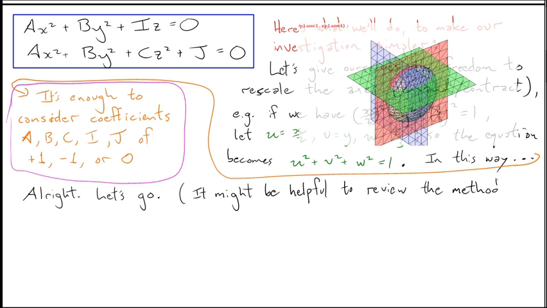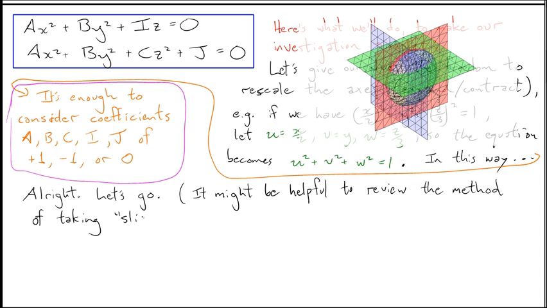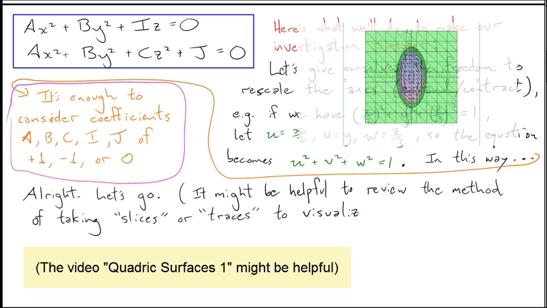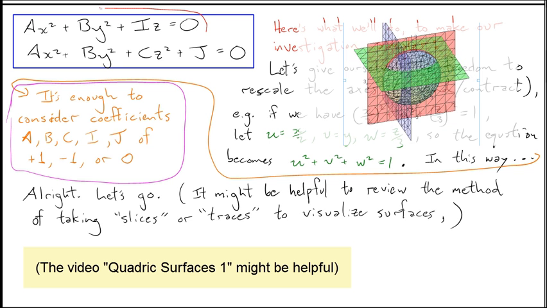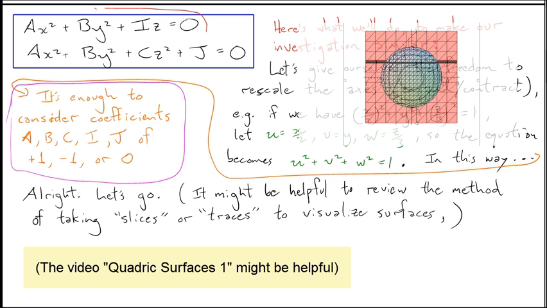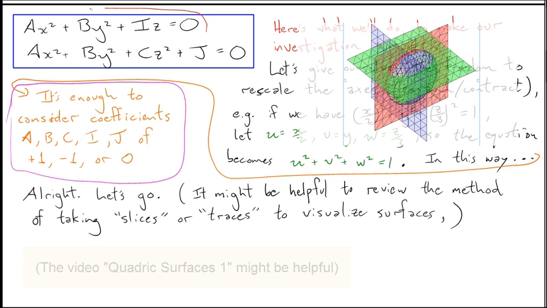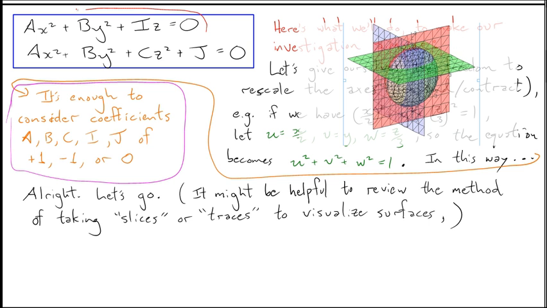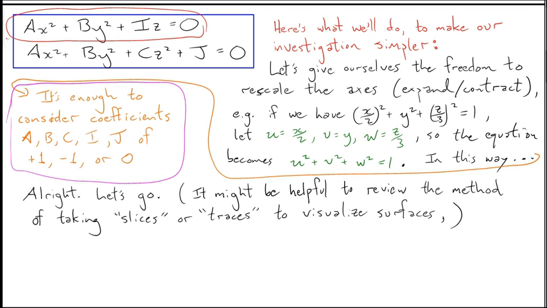It might be helpful to review the method of taking slices or traces to visualize a surface. So there is a horizontal slice of the ellipsoid. There's a vertical slice in red. And here is another vertical slice in purple, being ellipse, circle, and ellipse respectively. That's covered in some detail in Quadric Surfaces 1.